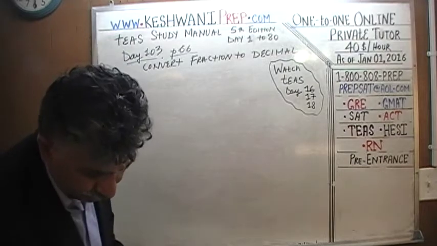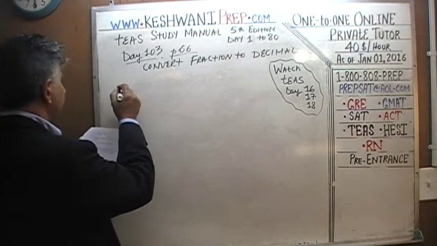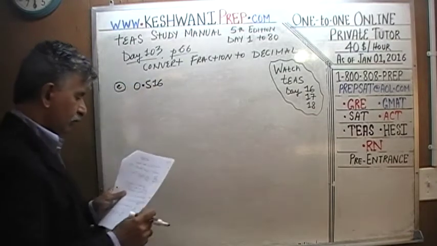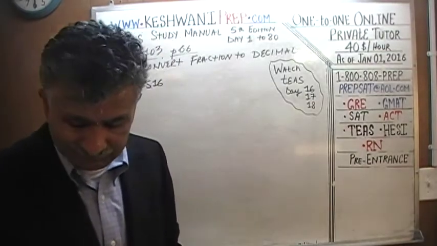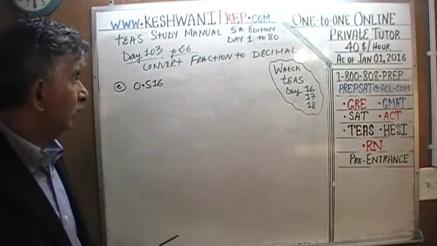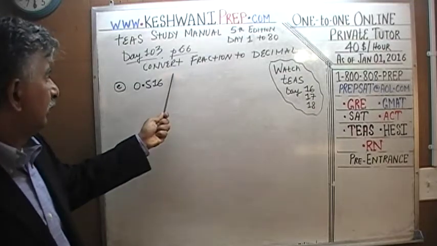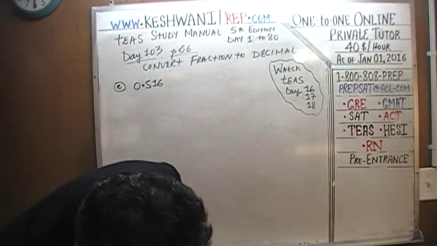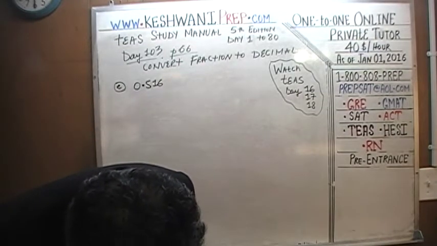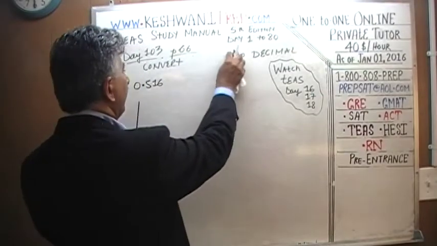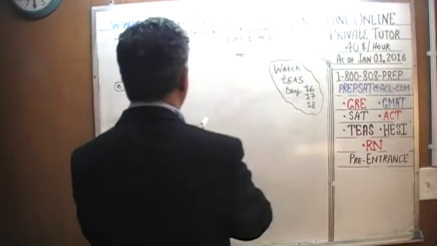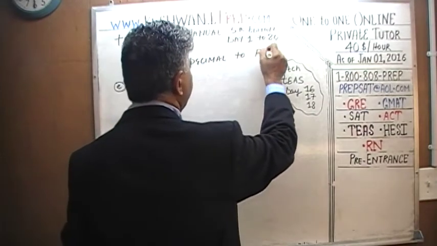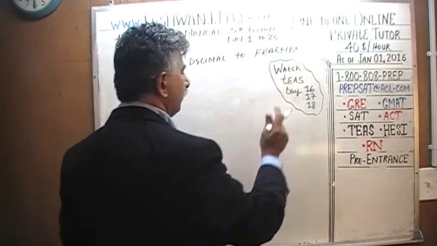It says convert 0.516, this is part E, 0.516 into a fraction. Now when they say convert it into fraction, listen very carefully. It should say convert decimal to fraction, not fraction to decimal. It says convert decimal to fraction. It's the other way around. Of course, we have a decimal, and we want to convert it to a fraction.